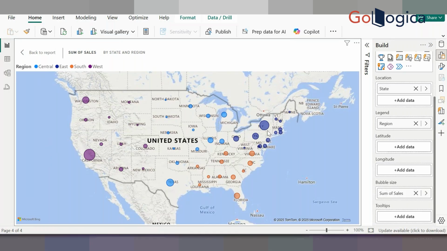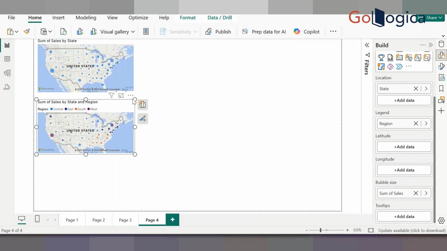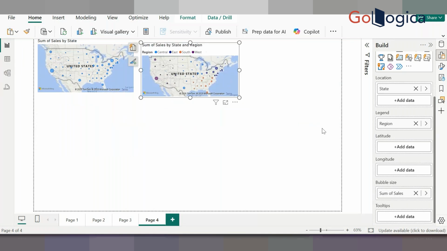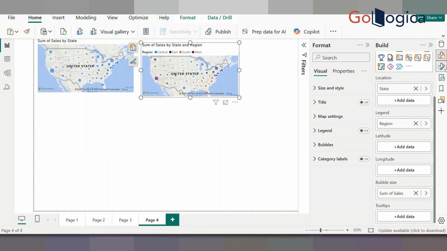So in the East region again, out of many states we can see that New York has done very good sales. Then we have Pennsylvania, and then Ohio. That is what we are expecting. So we have added a legend here.